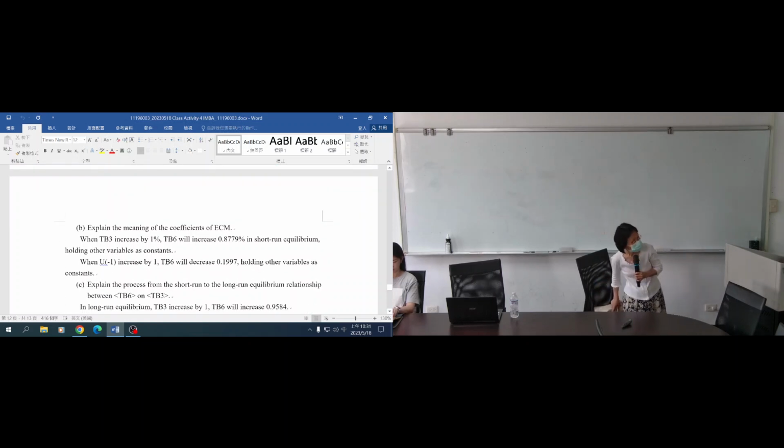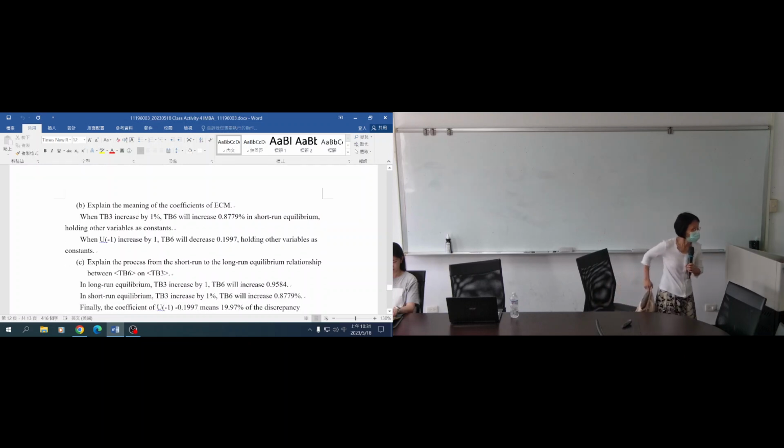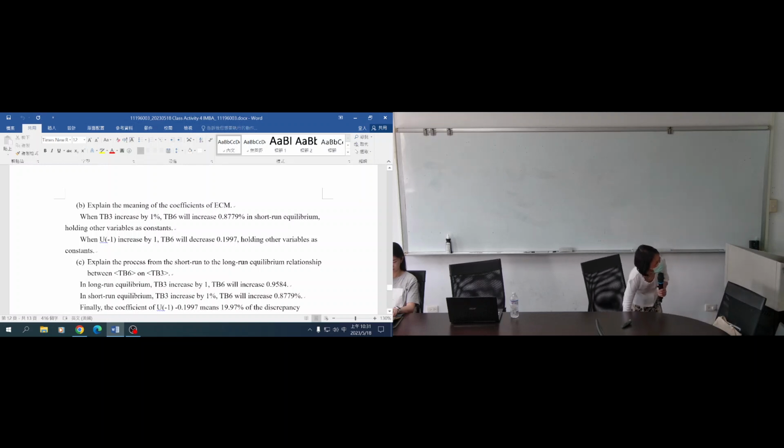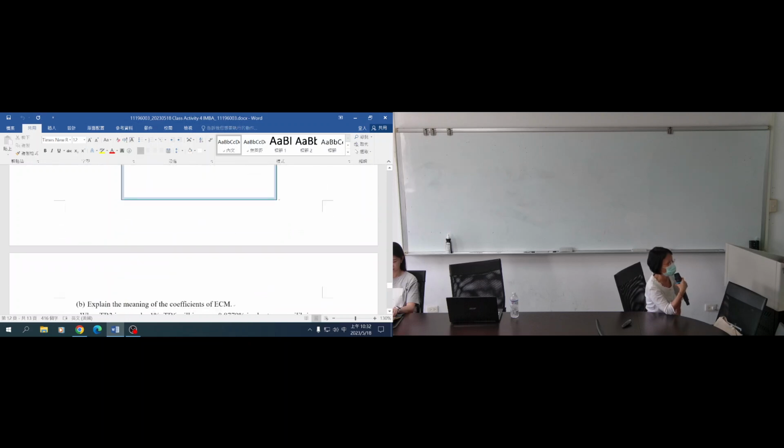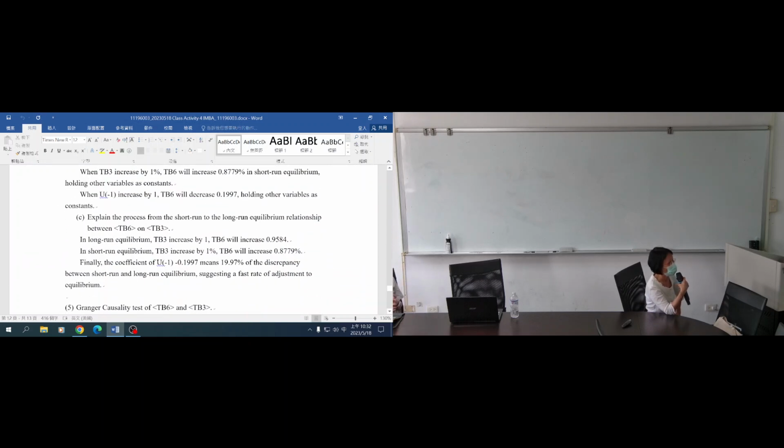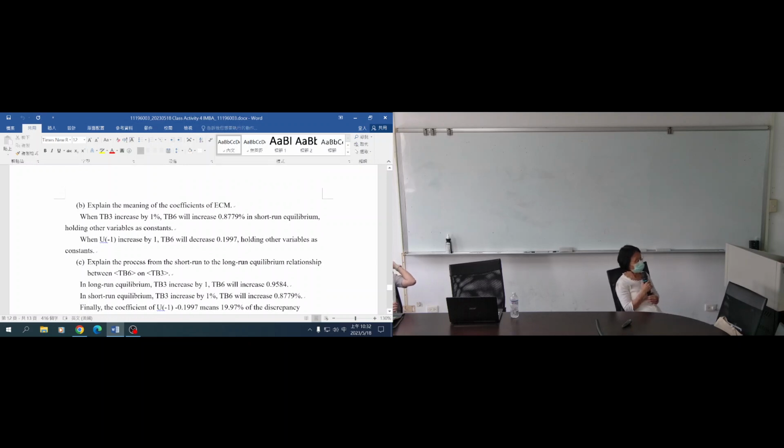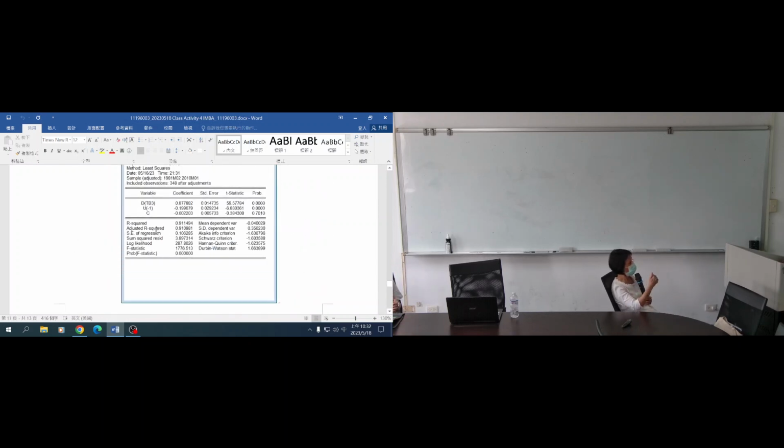By the meaning of the coefficient of the ECM, when TB3 increases by 1%, TB6 will increase by this, in the short run equilibrium, holding other variables constant. And when the residual lag 1 increases by 1, TB6 will decrease this much, holding other variables constant. The negative sign here means drift, the deviation between the long run and short run.